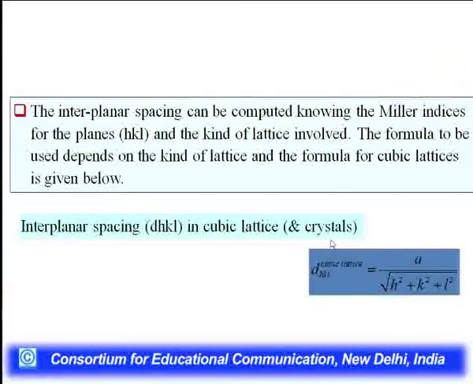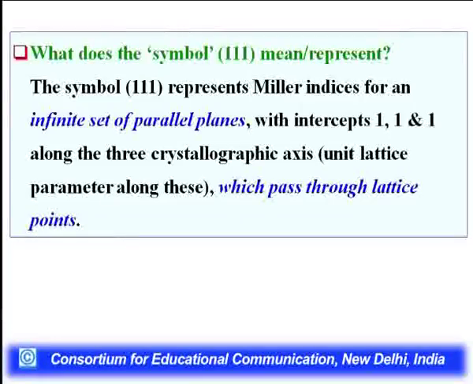Then the interplanar spacing d_hkl in a cubic crystal: the Miller indices are defined by hkl, the interplanar spacing is defined by the d_hkl value, and we calculate it using d equals a by the root of h square plus k square plus l square.